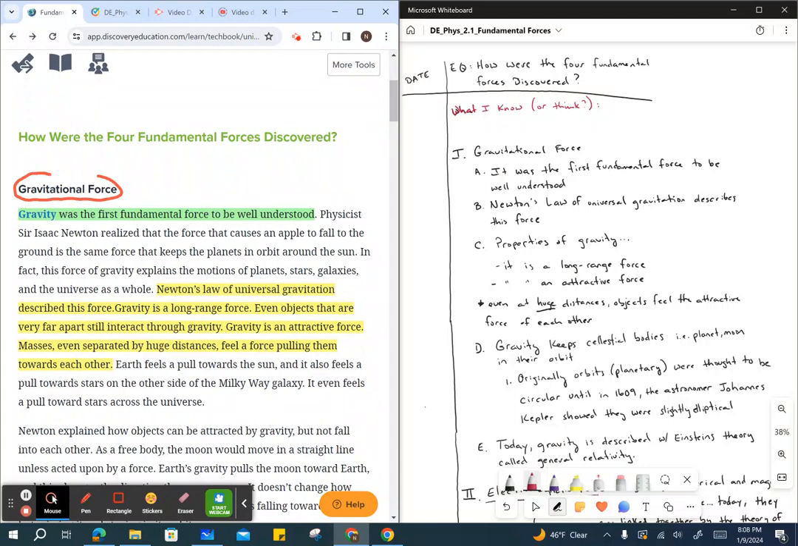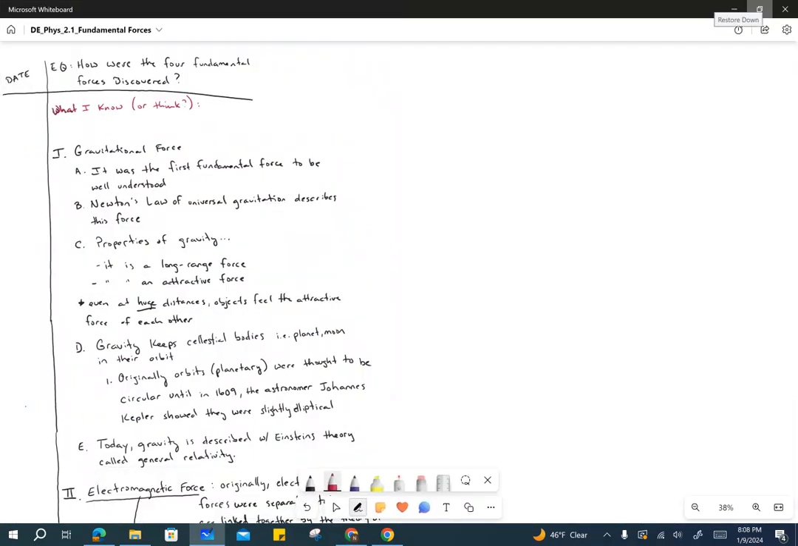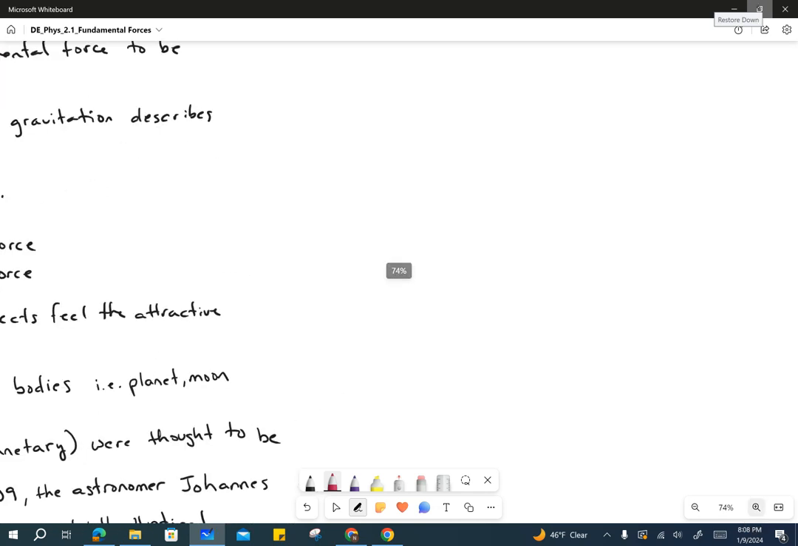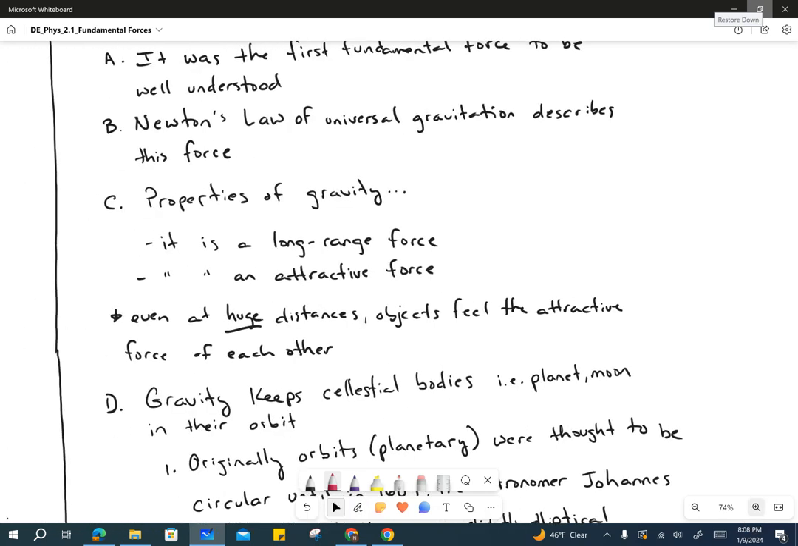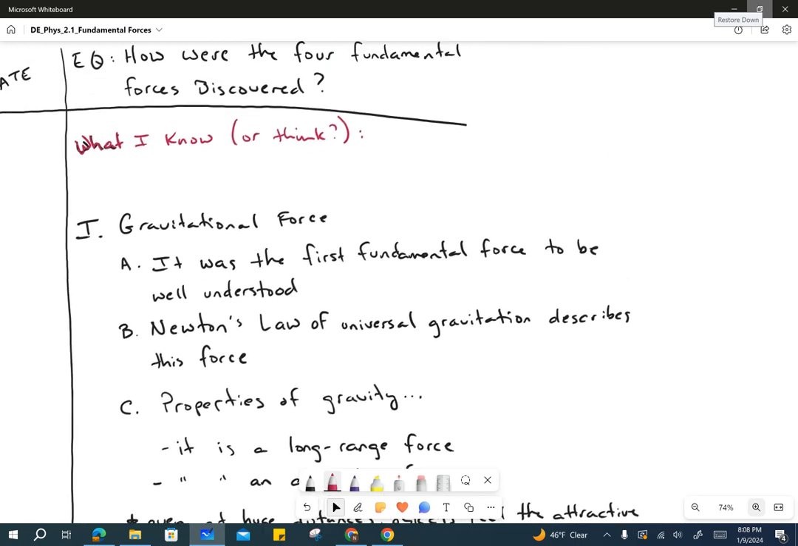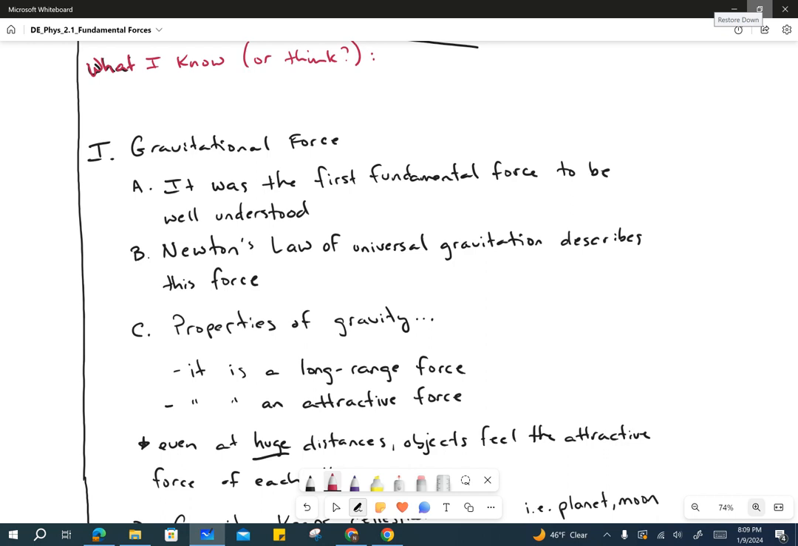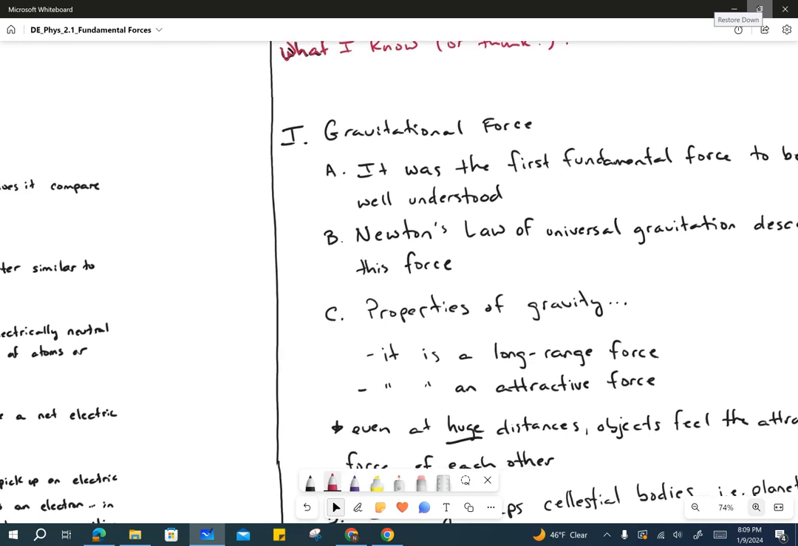Okay, so I'm going to expand here, and let's go ahead and make this a little bit larger so you guys can see these notes a little bit better. Okay. Roman numeral 1, gravitational force. It was the first fundamental force to be well understood. Okay, we can thank Sir Isaac Newton for that. He gave us the law of universal gravitation that describes the force. You remember the formula, F equals, and we could even write that out if we wanted to.